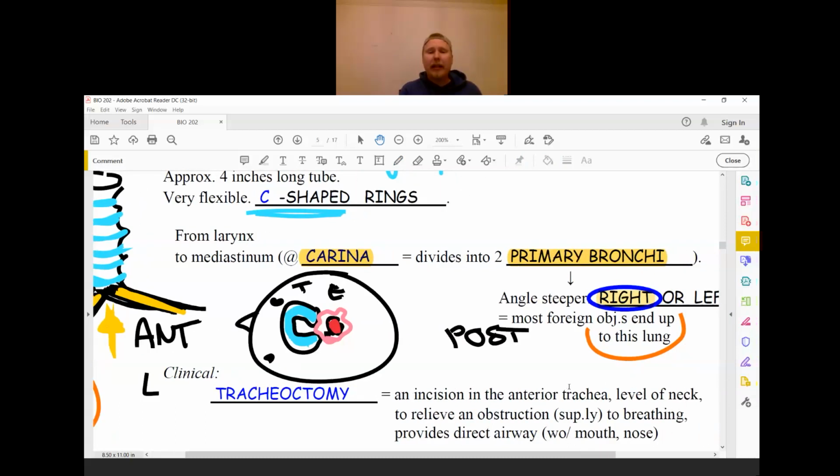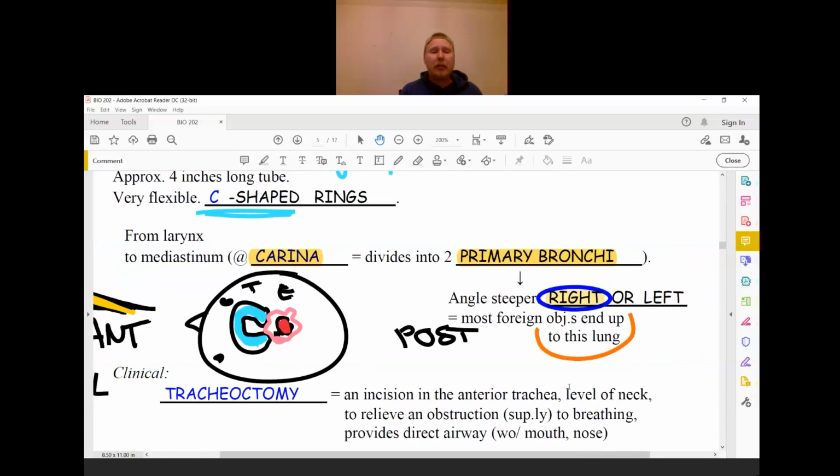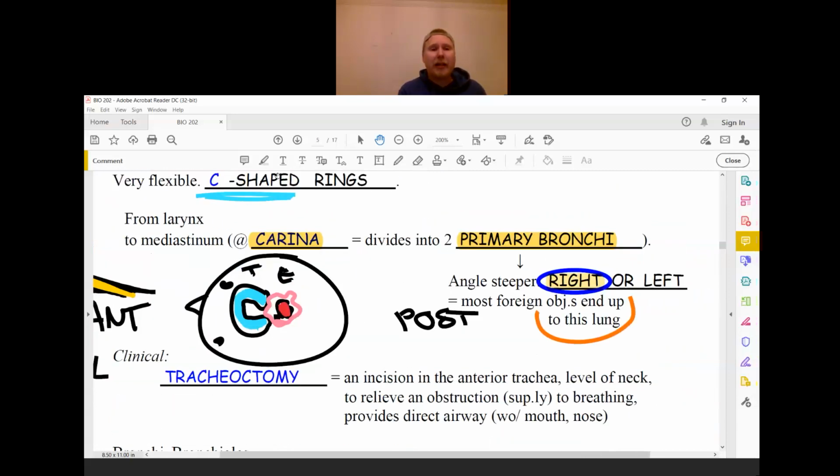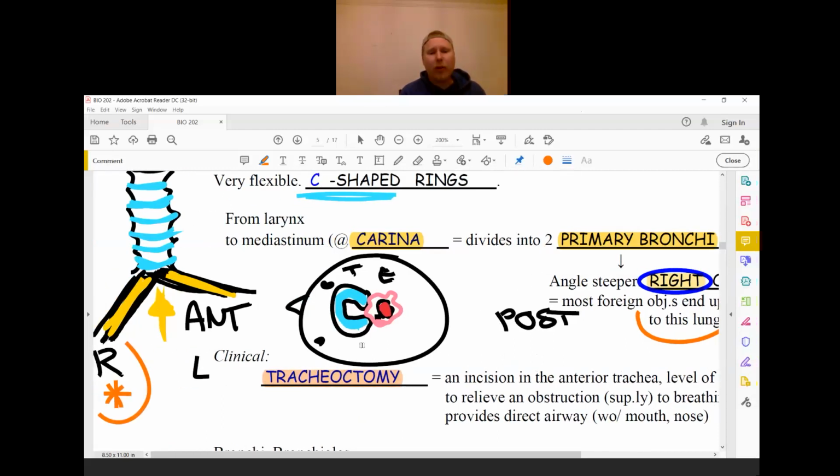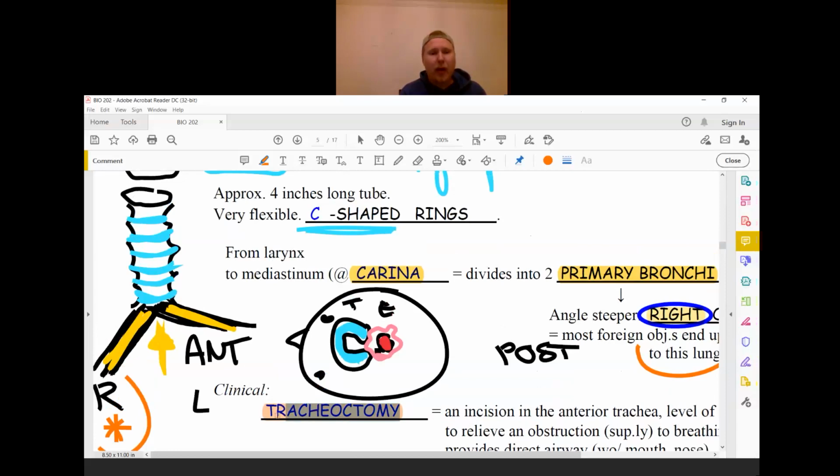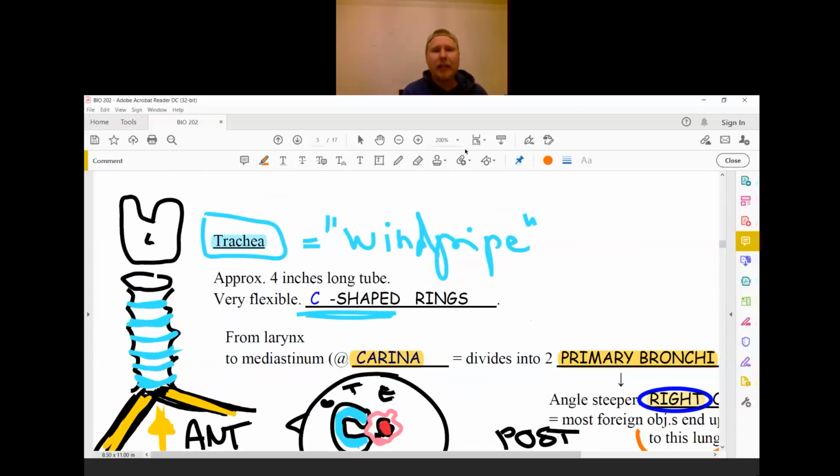One clinical example, a clinical term that I've included there, is the tracheotomy. If we would have a situation where the patient has an obstruction in their airway, so let's think of the obstruction, for example, being here quite high up on the airway.